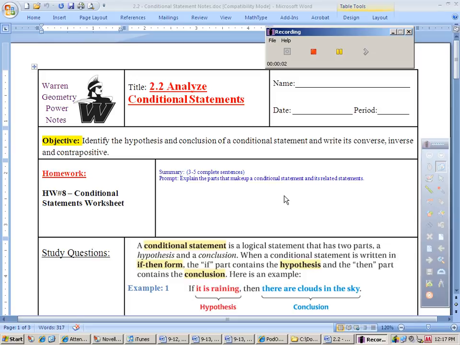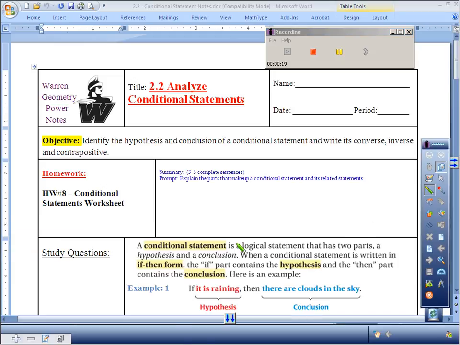Okay, today we're going to talk about conditional statements. These are statements made in two parts, a hypothesis and a conclusion, commonly written in if-then form. The if contains the hypothesis, the then contains the conclusion. If we look at the example below, you see that if it is raining, this is the hypothesis, then there are clouds in the sky. This is the conclusion. That's a conditional statement in if-then form.